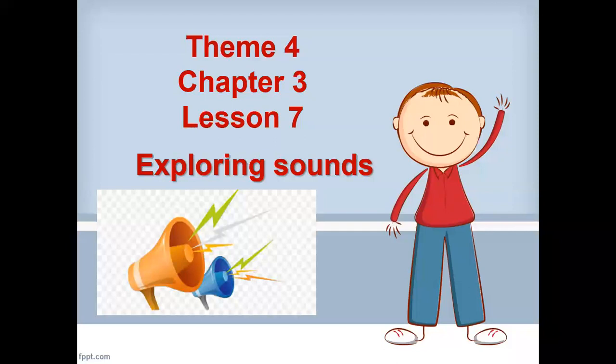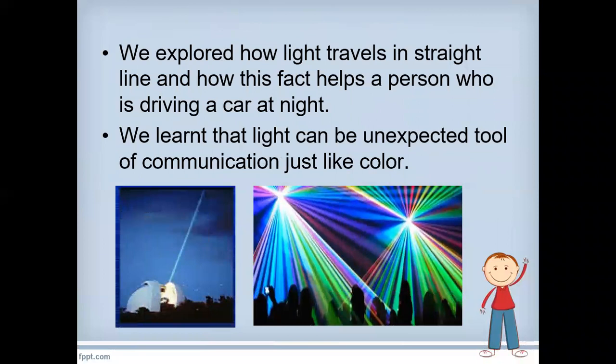Last time, we explored how light travels. We concluded that light travels in a straight line. This fact, of course, helps a person who is driving a car at night. We have been learning a lot about how we can communicate using lots of different tools, especially some unexpected tools, like light and color.